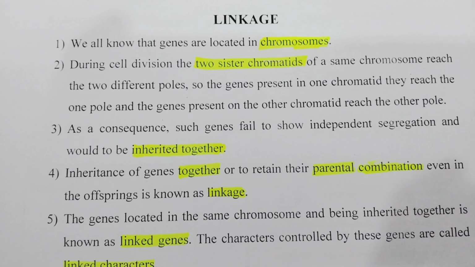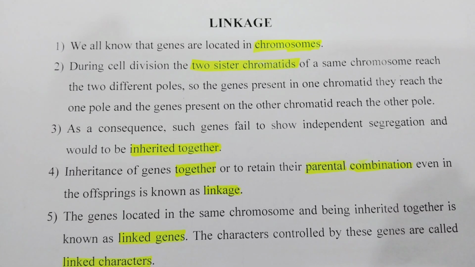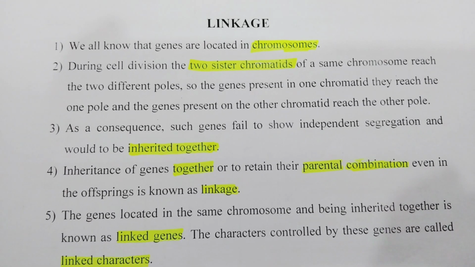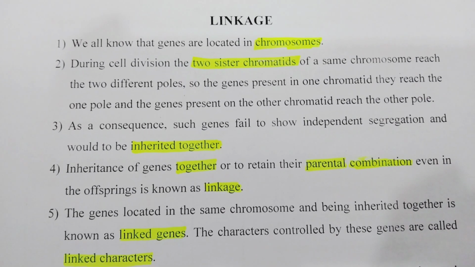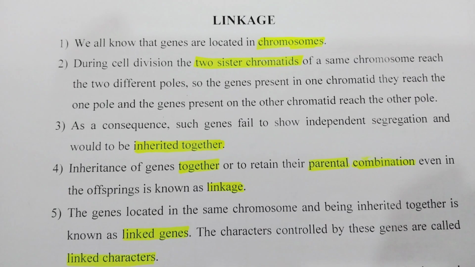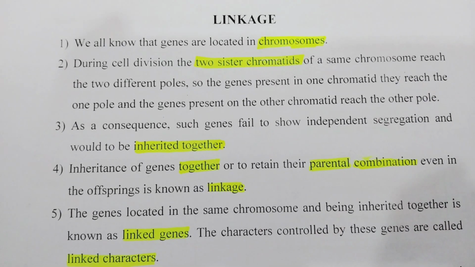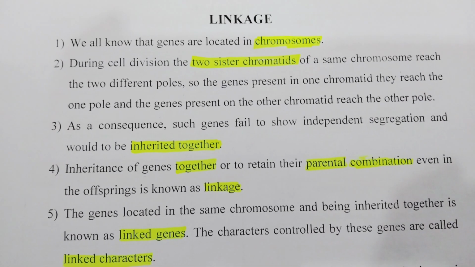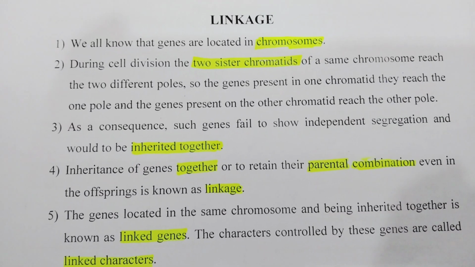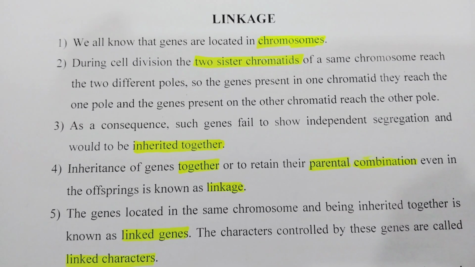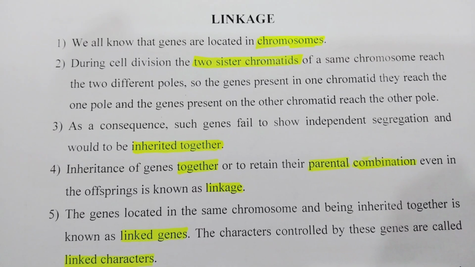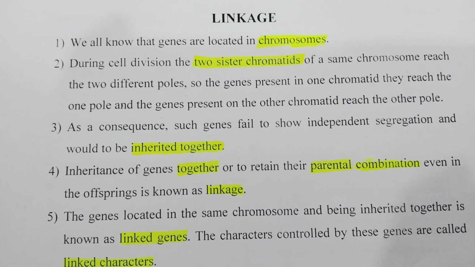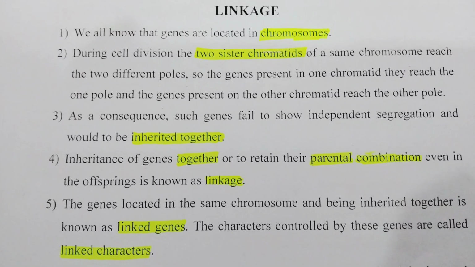As a consequence, genes fail to show independent segregation. That means they are inherited together to a pole. So inheritance of genes together, or retaining their parental combination even in offspring, is known as linkage. I will explain it easily, don't worry.